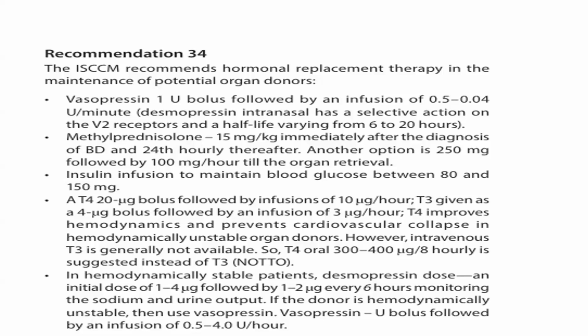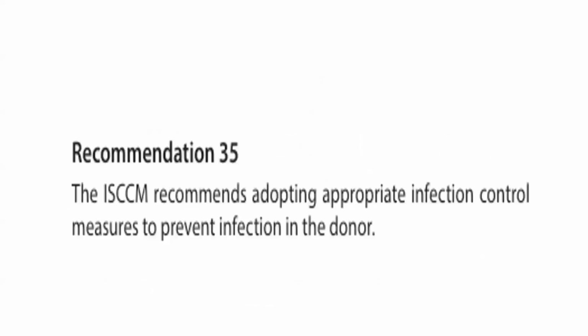T4 improves hemodynamics, prevents cardiovascular collapse in a hemodynamically unstable organ donor. However, intravenous T3 is generally not available. So T4 oral 300 to 400 microgram every 8 hourly is suggested instead of T3. In hemodynamically stable patient, desmopressin in the dose of 1 to 4 microgram followed by 1 to 2 microgram every 6 hours, monitoring the sodium and urine output. If a donor is hemodynamically unstable, then use the vasopressin 1 unit bolus followed by infusion of 0.5 to 4 unit per hour.